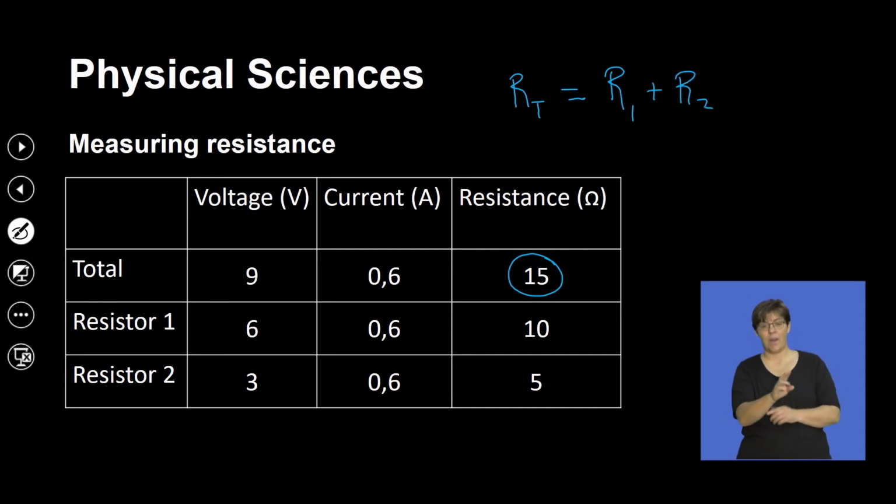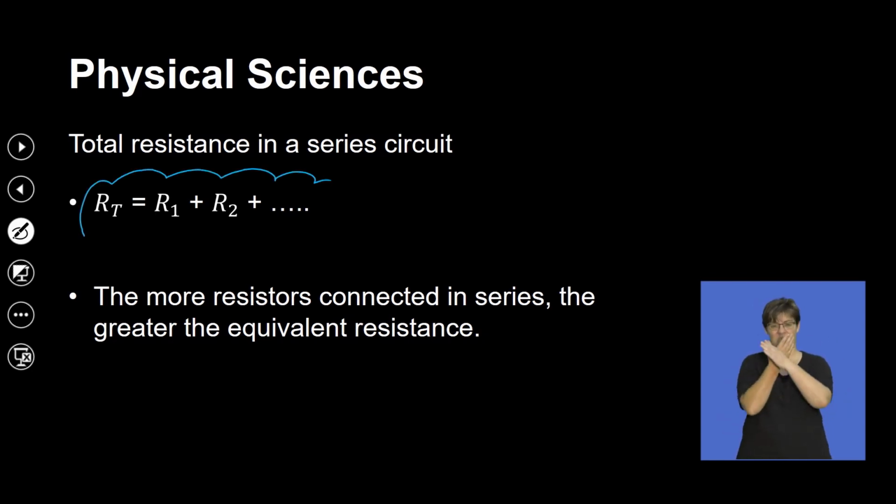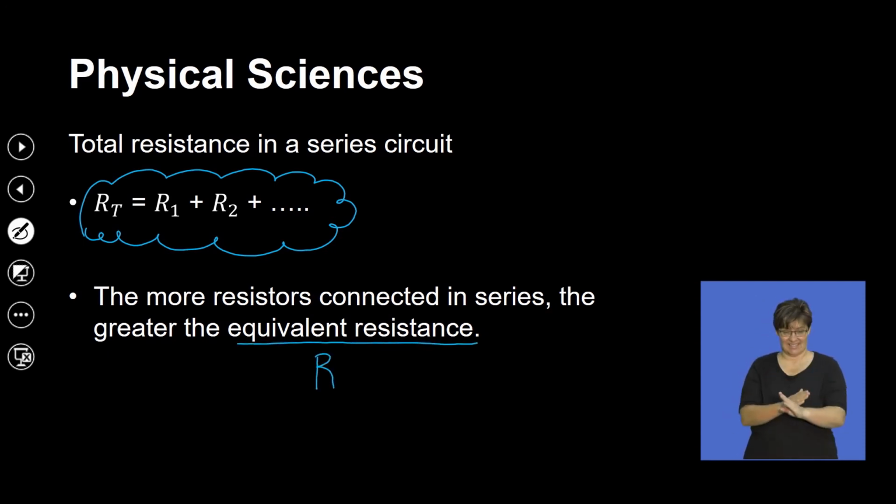So we can immediately project from this that the more resistors we add in series, the greater the effective resistance of the circuit, right? This is actually the main point about how we determine resistance in a series circuit. The more resistors connected in series, the greater the equivalent resistance. If we talk about equivalent resistance, we're talking about total resistance. Sometimes we refer to it as the effective resistance of the circuit. So that's the main idea.